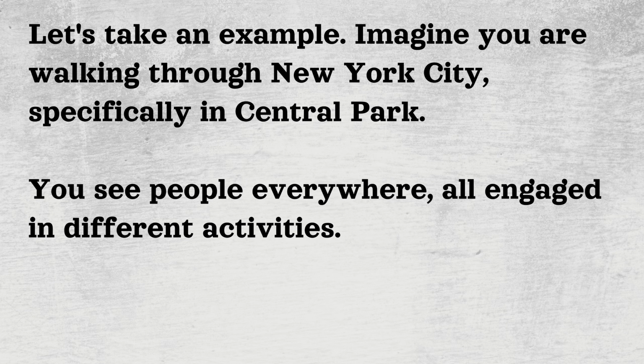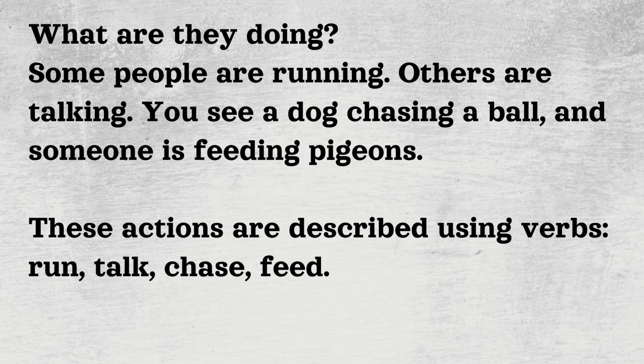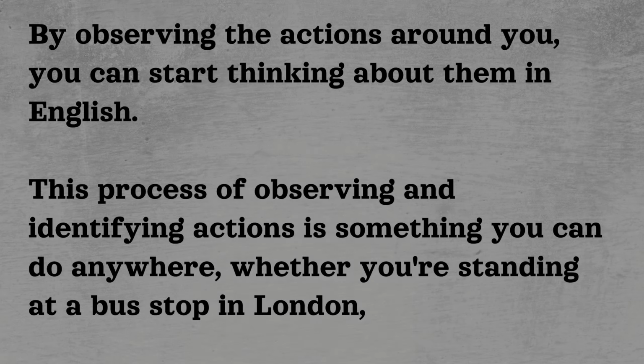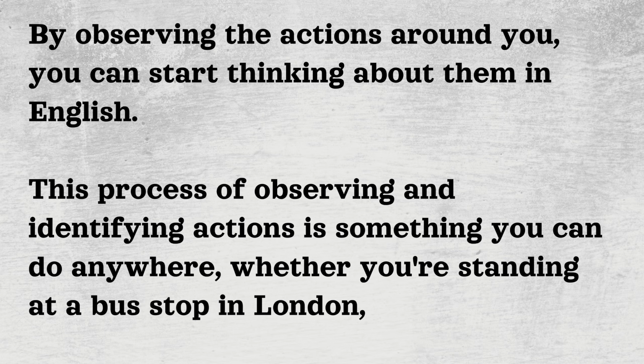Let's take an example. Imagine you're walking through New York City, specifically in Central Park. You see people everywhere, all engaged in different activities. What are they doing? Some people are running, others are talking. You see a dog chasing a ball, and someone is feeding pigeons. These actions are described using verbs: run, talk, chase, feed. By observing the actions around you, you can start thinking about them in English.